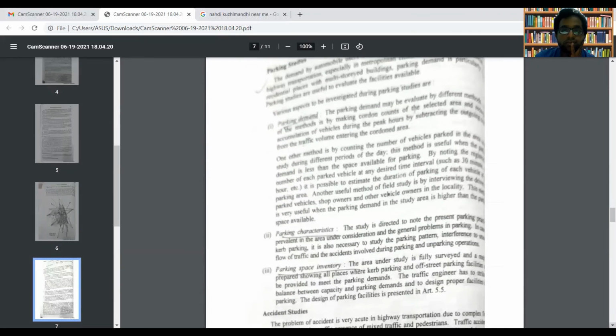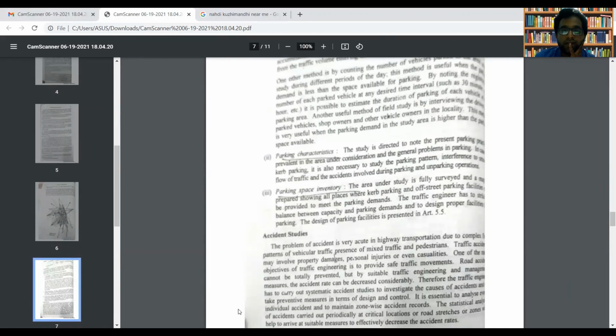Next one is parking studies, which we will discuss.